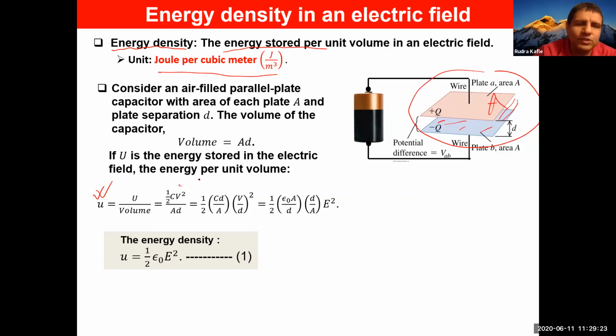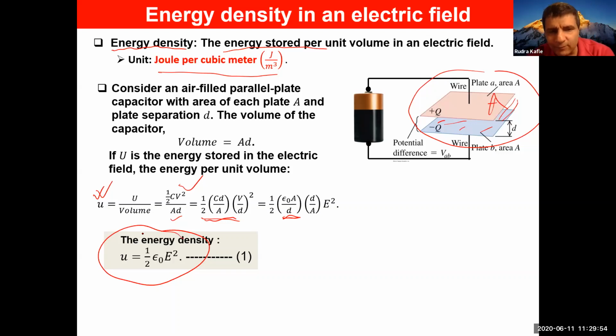So energy is half CV square, we calculated in the previous slide, right? And divide by volume. So if you do manipulation, simplify, then you will get something like this: epsilon naught A over D, D over A E square, right? So you can rearrange this way. So then what you see is A over D and D over A, they will cancel, right? So finally you will get this very elegant, very beautiful formula.